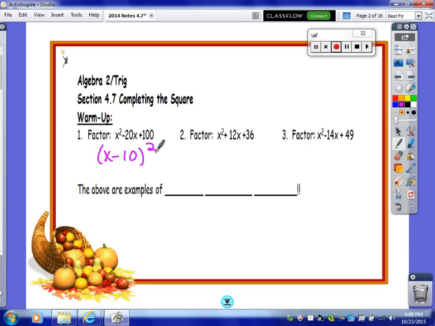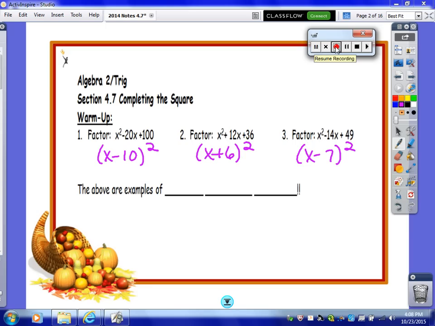All right, here we want to know what multiplies to give you 36 but adds to give you 12. So 6 and 6, so we're going to get x plus 6 squared. And then finally, what multiplies to give you 49 but adds to give you a negative 14, and that's negative 7 and negative 7. So x minus 7 squared. All right, notice, like I said, they have the same factor twice.